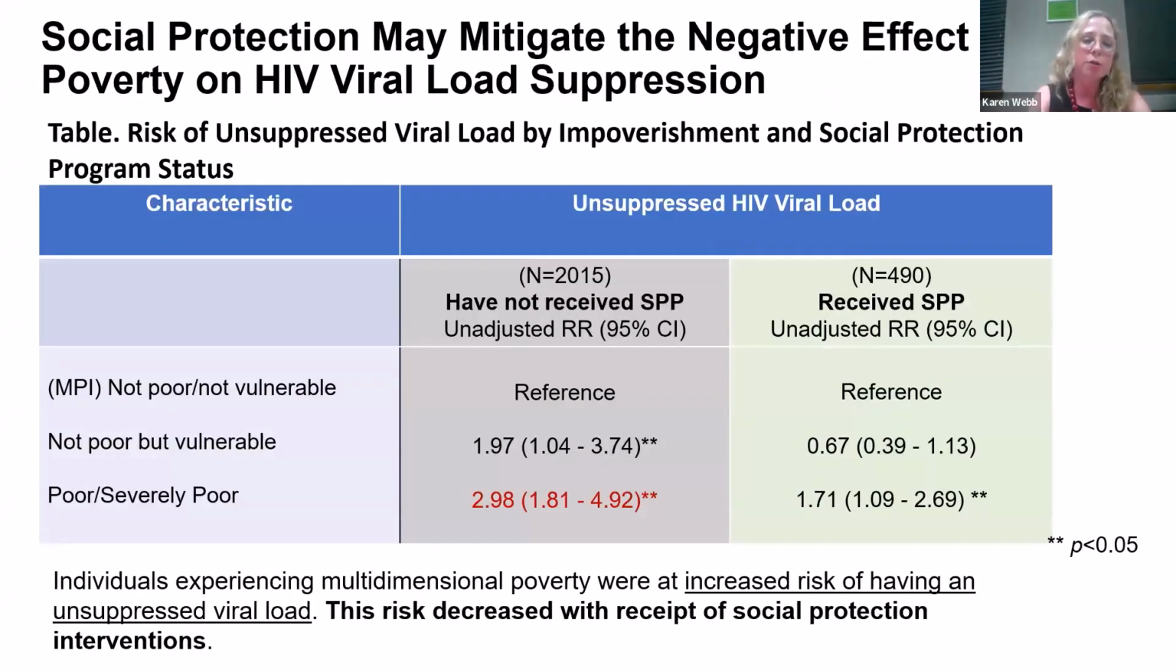And here we can also see that individuals experiencing multidimensional poverty were at increased risk of having unsuppressed viral load. So as we can see, those that were poor or severely poor and had not received social protection programs were at 3 times greater risk of having unsuppressed viral load as compared to those who had accessed social protection services.